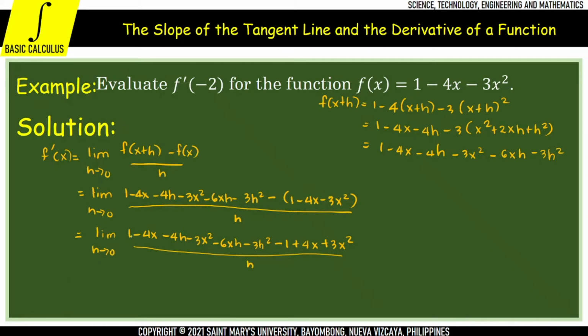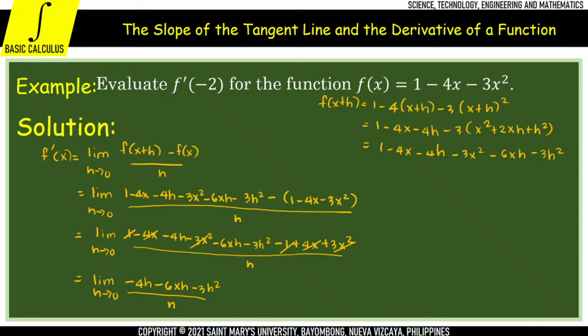Okay, next, we can now cancel mga terms natin na pwedeng cancel such as 1 and negative 1, 4x and then 4x, and then we have negative 3x squared and then positive 3x squared. So we are left with the limit of negative 4h minus 6xh minus 3h squared all over h as h approaches 0.